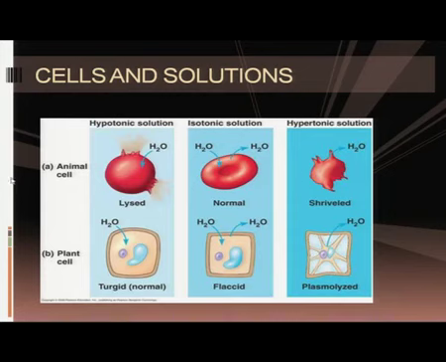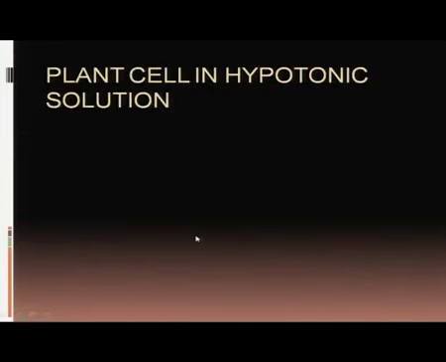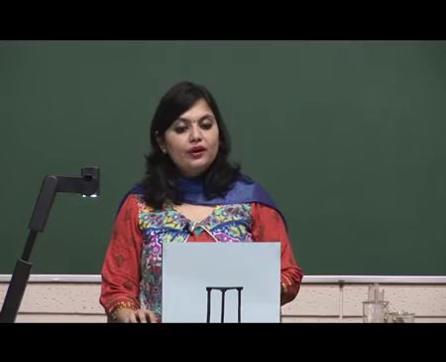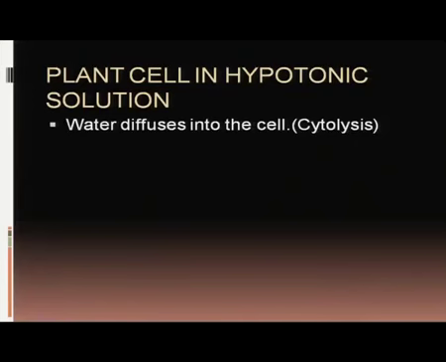The effects are also there on plant cells, but they are not that drastic because of the presence of the cell wall. The plant cells can bear to be in hypotonic, isotonic and hypertonic solutions much more than the animal cells because of the presence of the cell wall. Let us see the effect of these solutions on the plant cells. What happens when a plant cell is put in a hypotonic solution? Water diffuses into the cell. This we have been discussing.